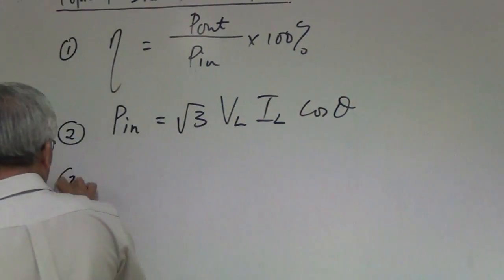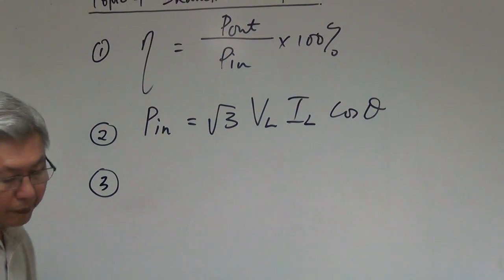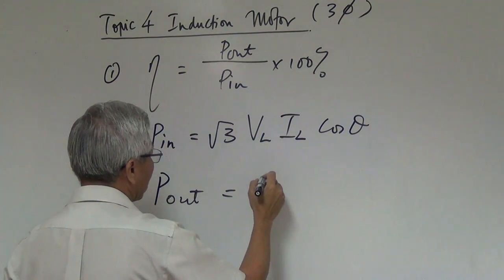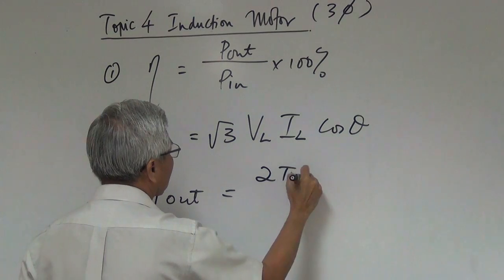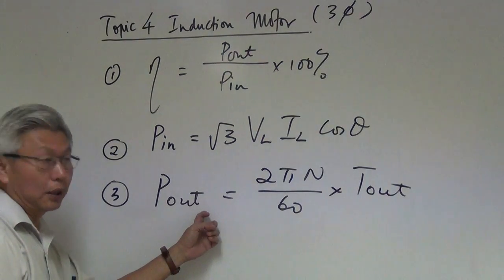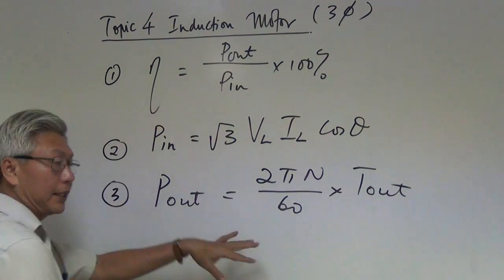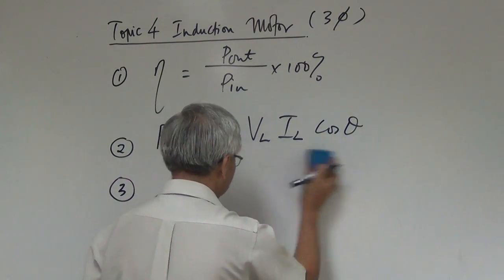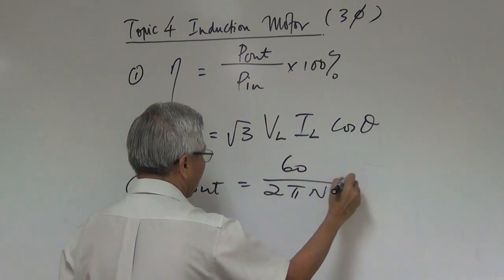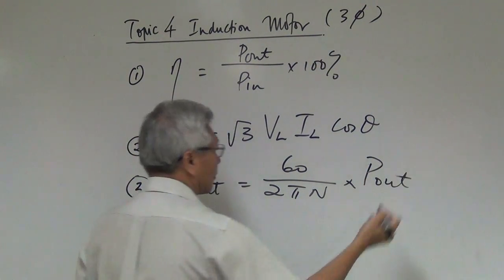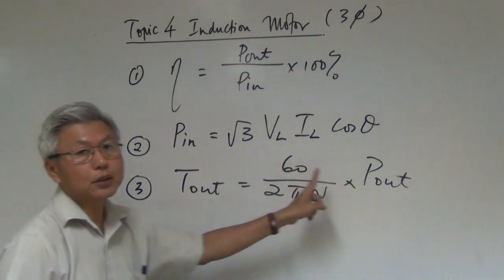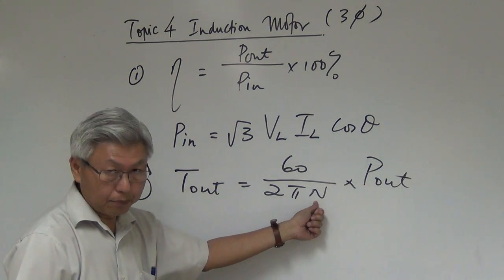Next, if you still recall, in our DC motor we learned that power is equal to 2 pi N over 60 times torque. Remember this formula in DC motor. And in DC motor, I often express it the other way around: output torque is equal to 60 over 2 pi N multiply output power. Or developed torque, then you use developed power. Output torque, you use output power. And what is N? N is the speed.